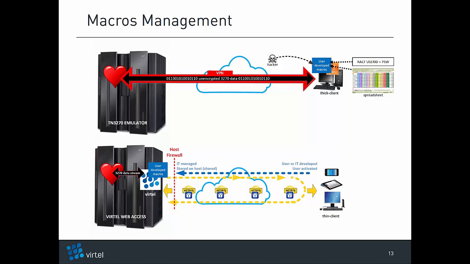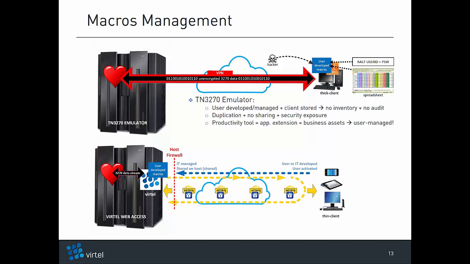Now on to macros. Macros are user-developed productivity improvement tools that work as application extensions. Because of their business value, they should be treated as a business asset. Left in the hand of end users, they can create serious security exposure to host assets. With TN3270 emulators, users develop, manage, and store on their workstations any macro they want. There is typically no inventory of those TN3270 macros, and they do not undergo any security or administration audit. There is always a great deal of redundancy between user-developed macros, and little or no sharing. Some of those macros create very serious security exposure.